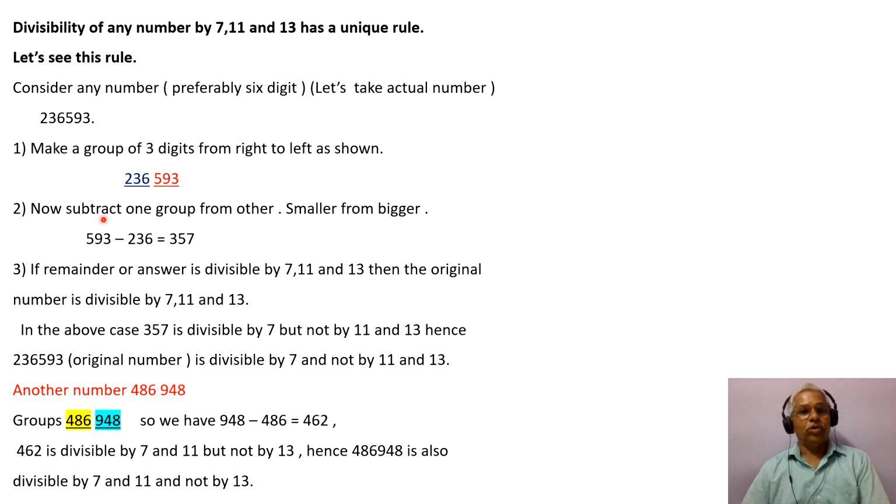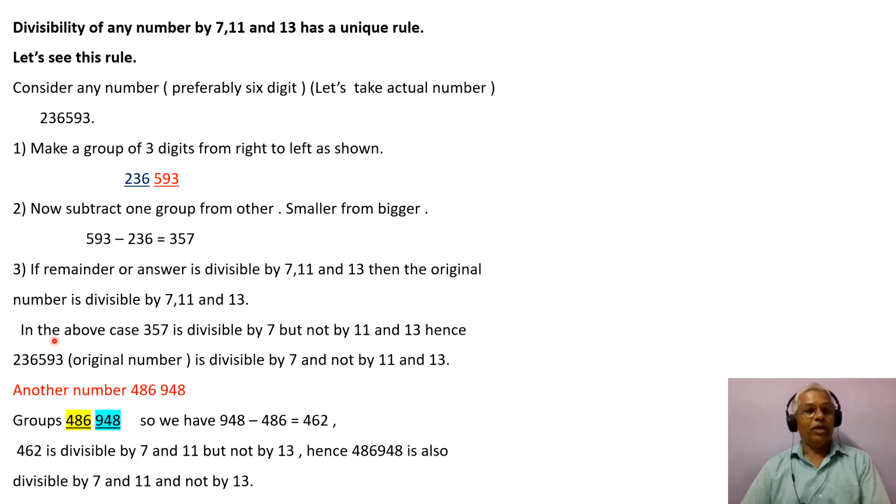After forming these groups, the second step is now subtract one group from the other, smaller from bigger. So 593 minus 236 is 357. So that is the second step. And the third step is, if the remainder or the answer is divisible by 7, 11 and 13, then the original number is divisible by 7, 11 and 13.